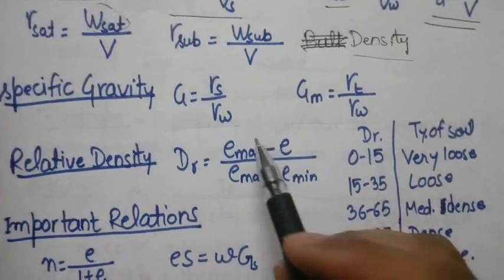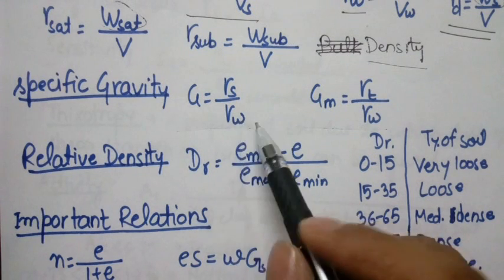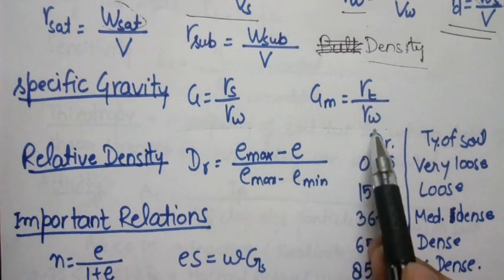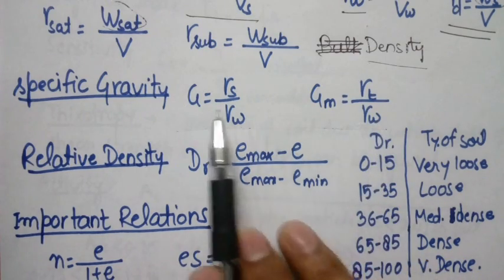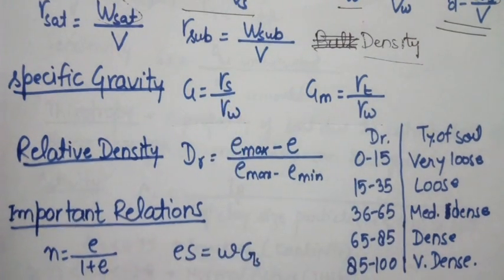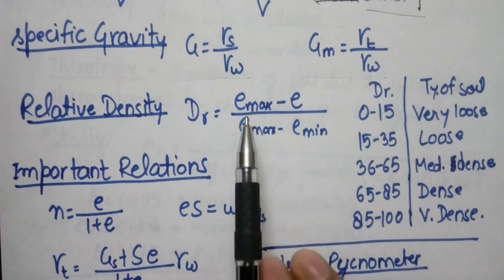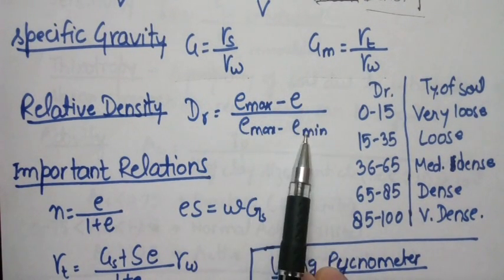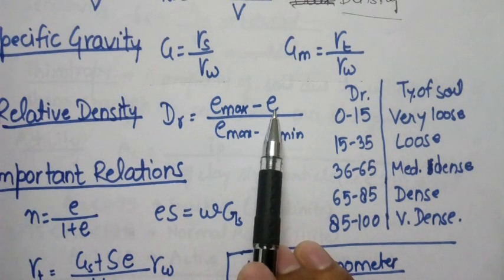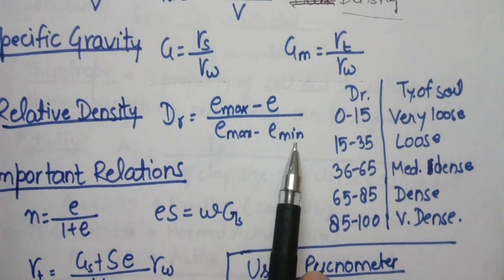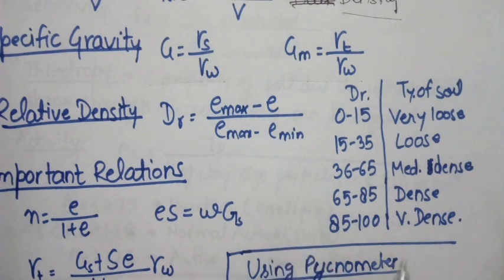Now, specific gravity, there are two types of specific gravity. One is gamma s upon gamma w, and another one is bulk unit weight upon unit weight of water. This is unit weight of solid. Okay, now relative density. Relative density is (e max minus e) upon (e max minus e min). This is just the formula. e is the natural void ratio. e max is maximum void ratio which can be in the soil. e min is the minimum void ratio.